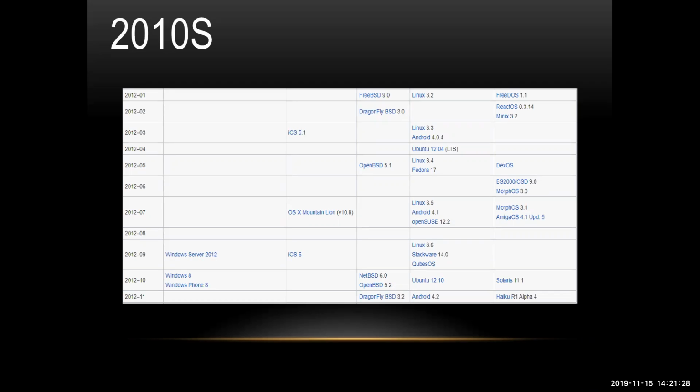And then NetBSD 6.0, OpenBSD 5.2, Ubuntu 12.10, Solaris 11.1. Then November, we had the Dragonfly BSD 3.2, and Android 4.2, and Haiku R1 Alpha 4. Haiku is a free and open source operating system compatible with the now discontinued BeOS. Its development began in 2001 and the operating system became self-hosting in 2008. Then lastly for December 2012, we had the FreeBSD 9.1.